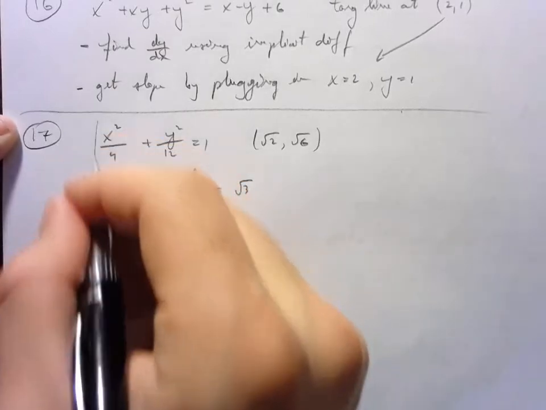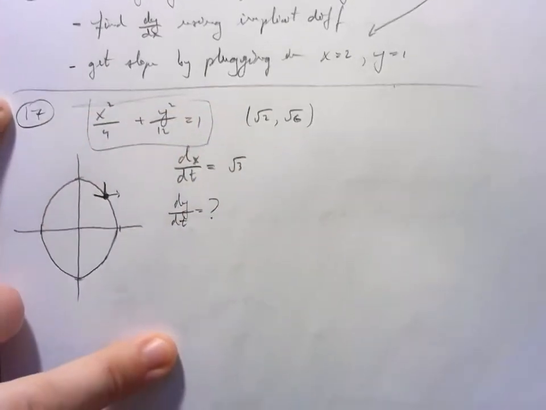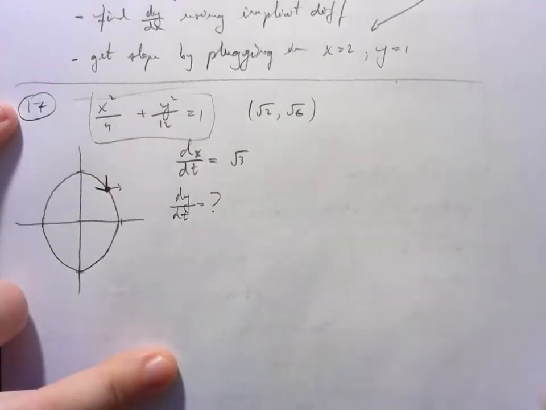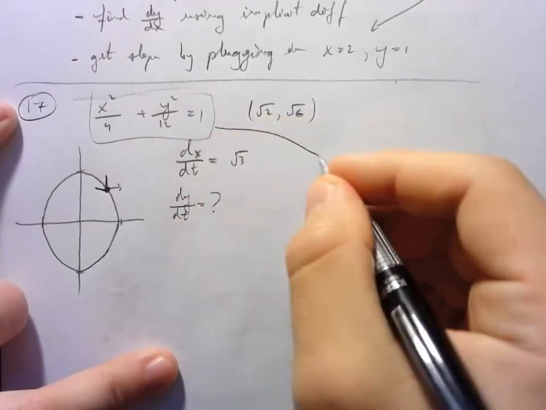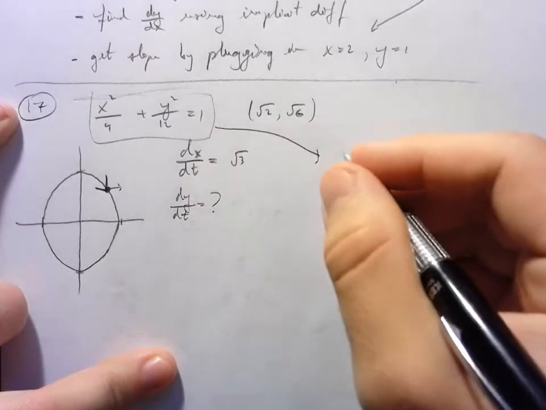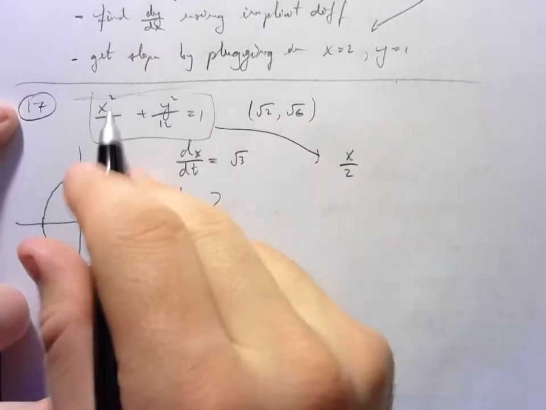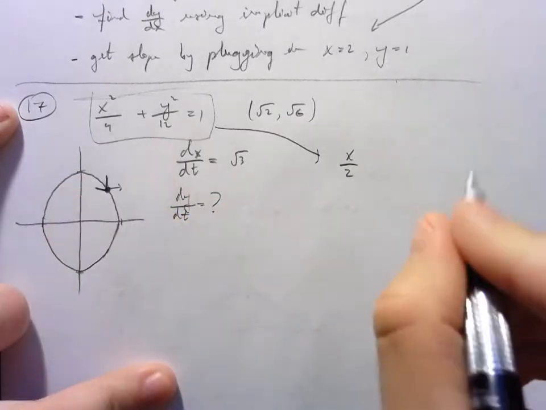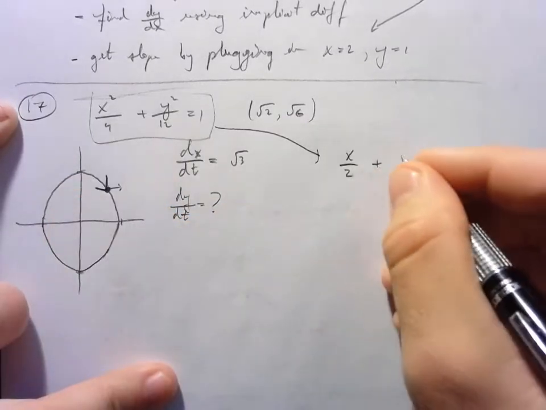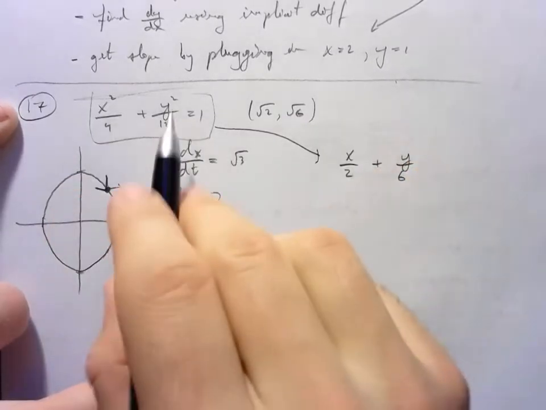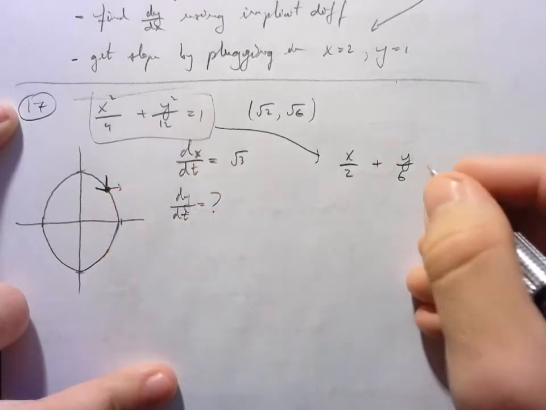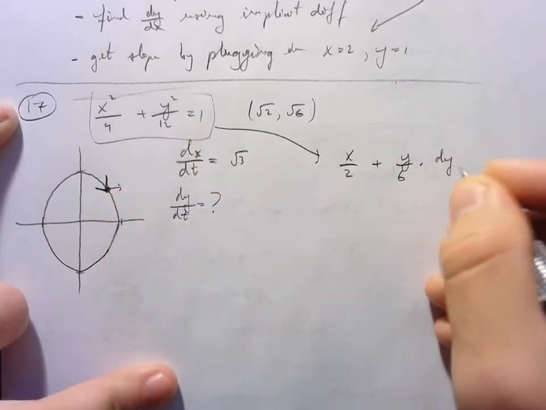And the way we do that is we take this equation and we take the derivative with respect to x, right? So once I do that here, I get x over 2, because I have 2x squared, I simplified the 4, plus y over 6, right, because I have 2y simplified by that, times dy/dx.